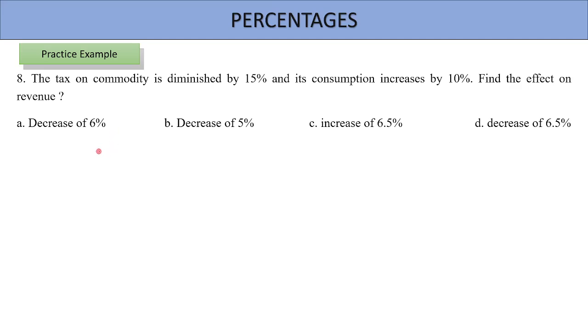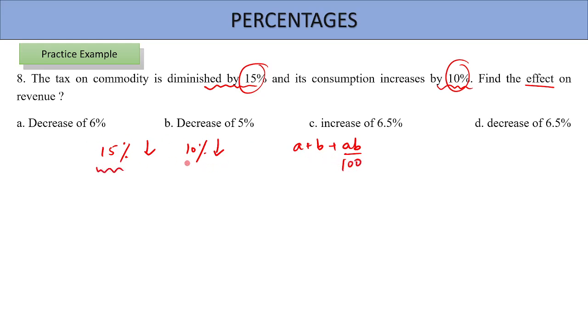The tax on commodities diminished by 15%. So the tax is initially decreased by 15%, and its consumption is then decreased by 10%. So first the amount to be decreased is tax, which is 15%, and next the consumption is then decreased by 10%. Then find the effective revenue. We will again use the concept of successive percentage change, a plus b plus ab by 100, where a is 15% and b is 10%. And as it is decreasing, minus 15 minus 10 plus 15 into 10 by 100.